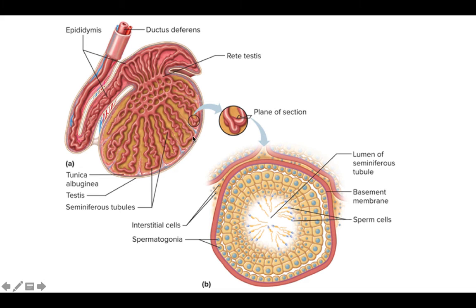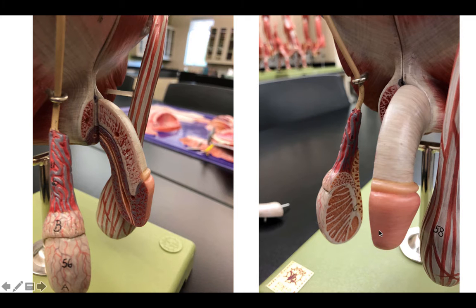And a little later, we'll get into what exactly happens in the seminiferous tubules, but obviously this is where sperm cells are produced. So that's the main function of those seminiferous tubules. You can see they kind of tried to show them here. These would be the seminiferous tubules there. Okay, so that's the testes where the sperm cell production is going to happen.